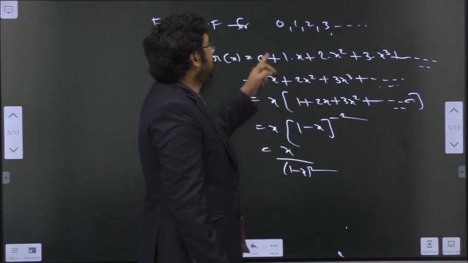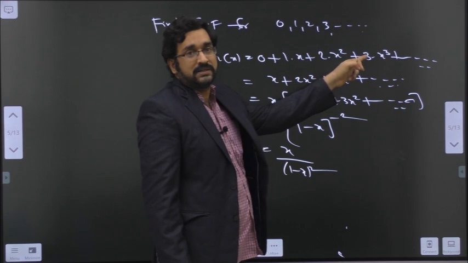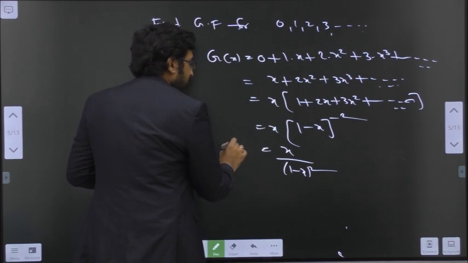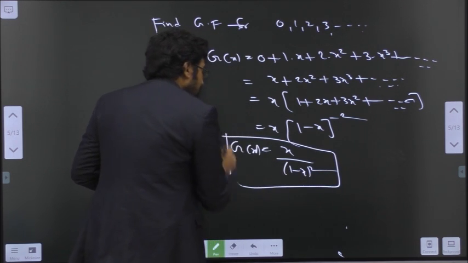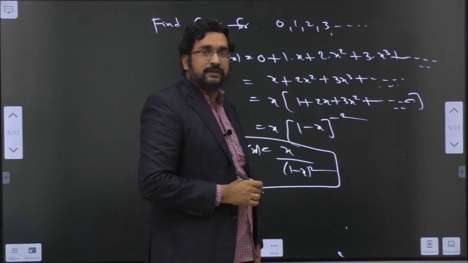So for the given sequence 0, 1, 2, 3 and so on, g of x equals x by 1 minus x whole square is the generating function for the given sequence. Now take one more example.